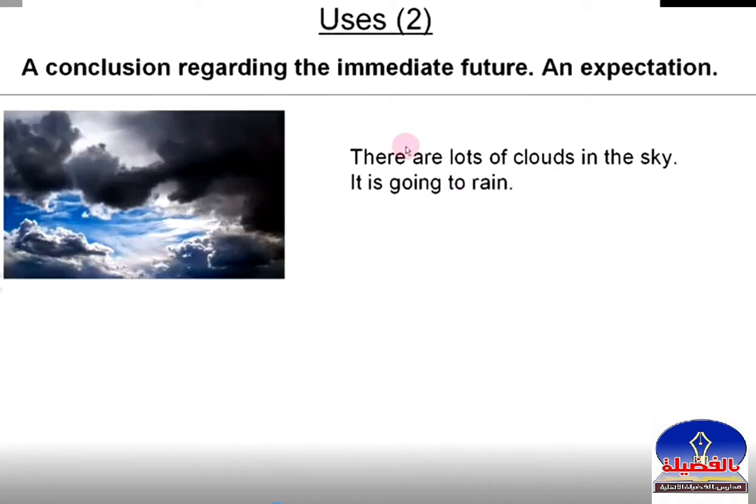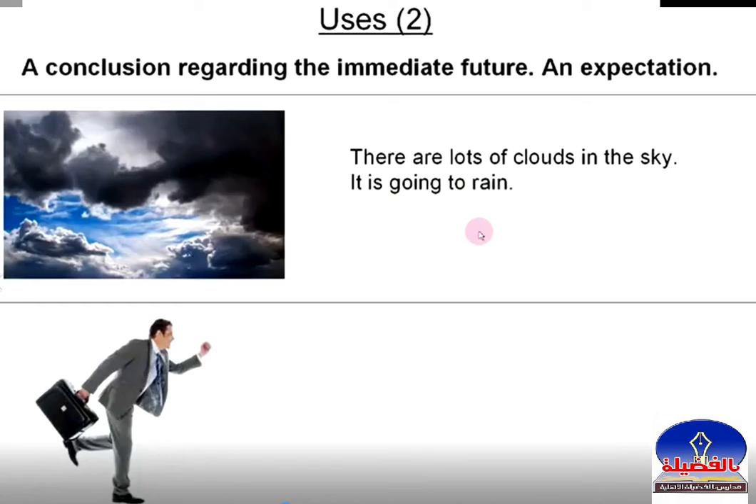So because of this situation in the present, we know in the future that it is going to rain. So we use the future tense. We use going to rain. So another example.